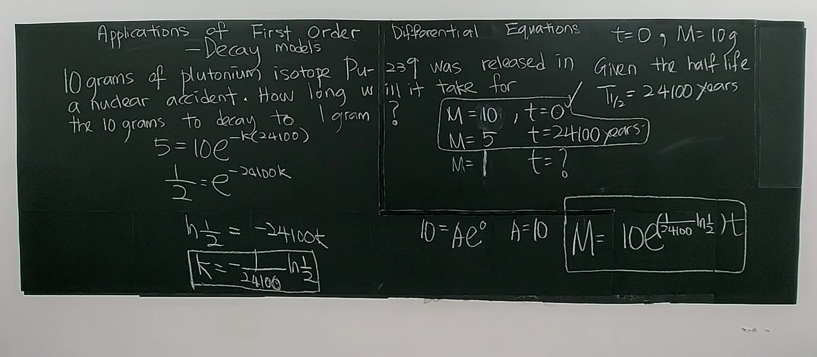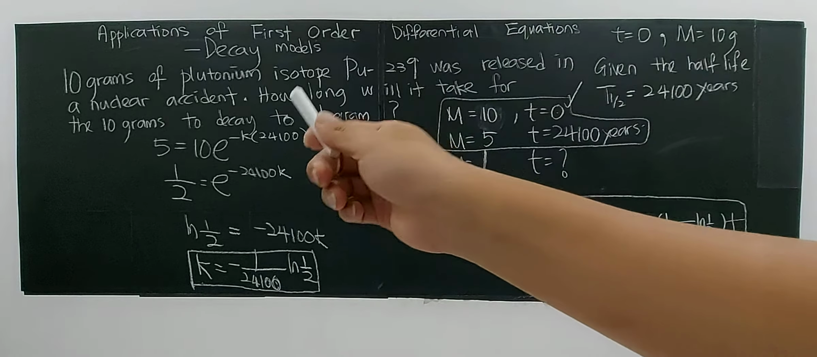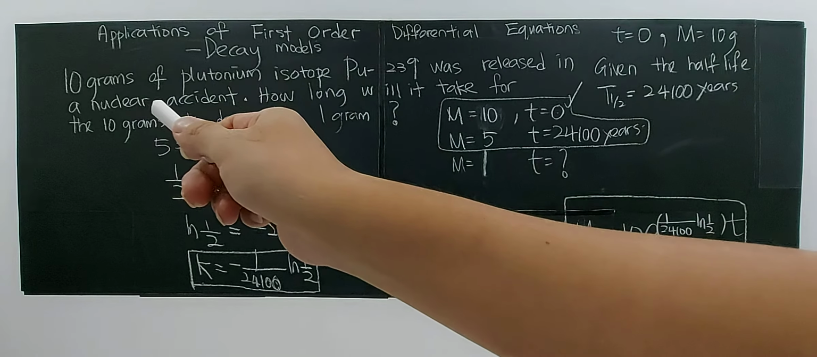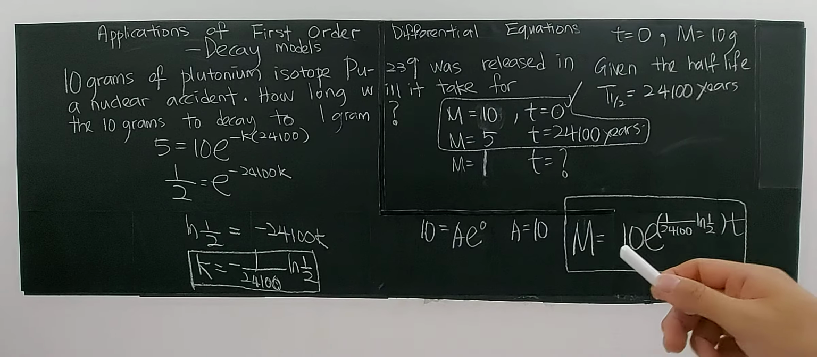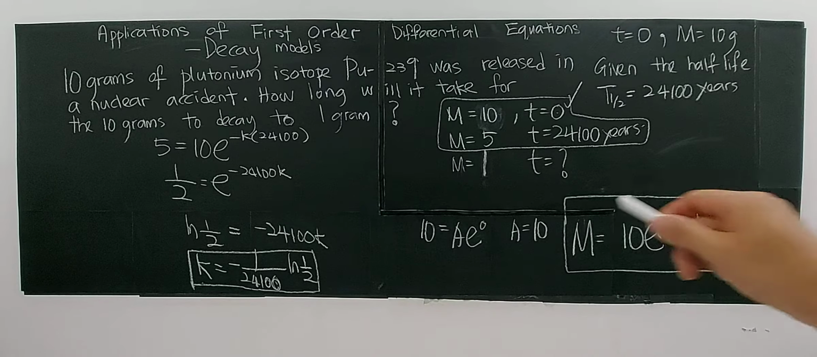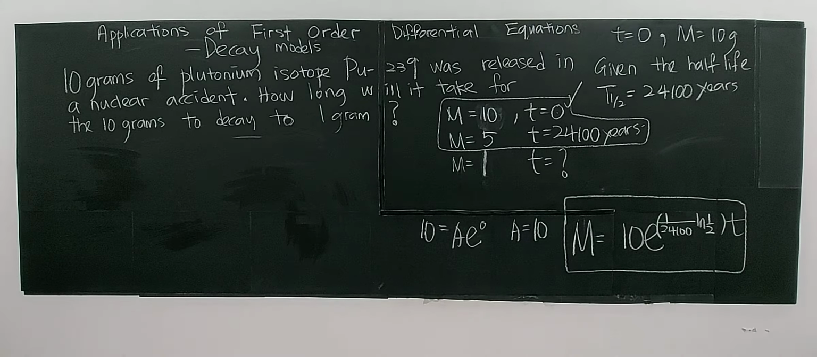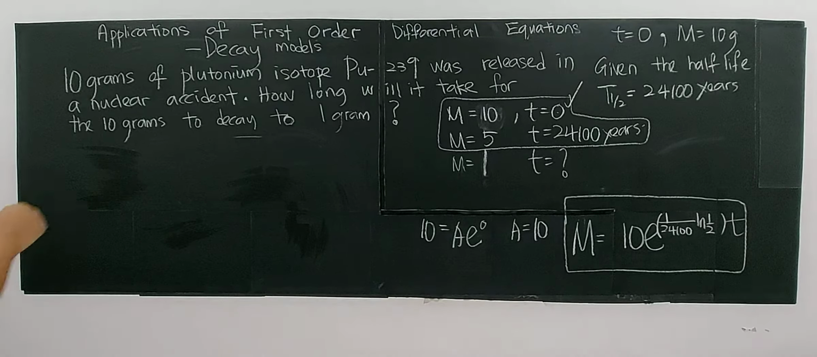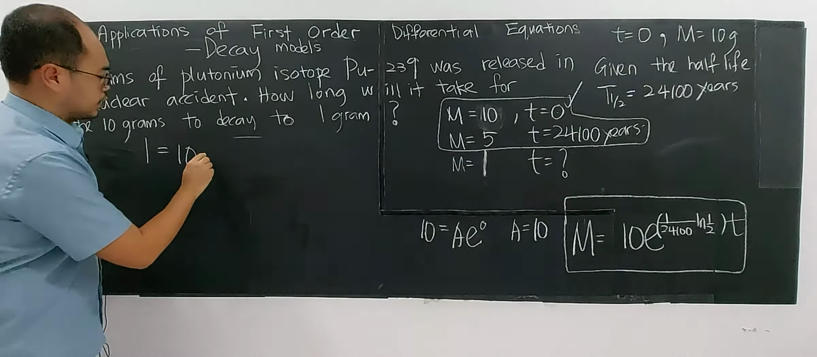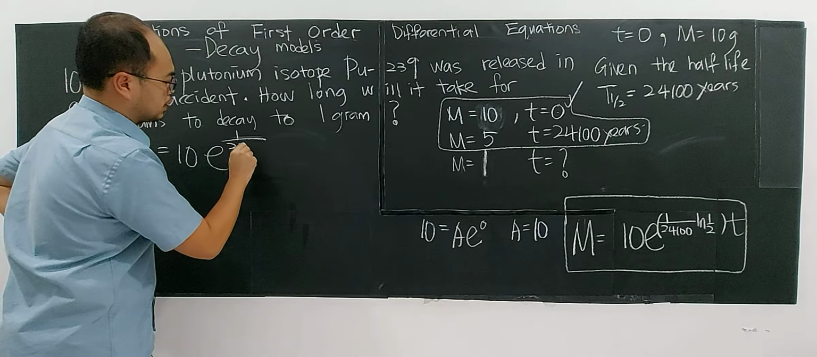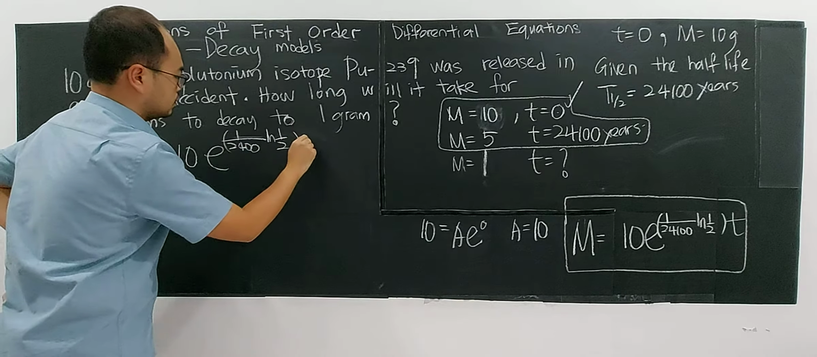Now, very simple. What do they actually want? They're asking how long it would take for the 10 gram to become 1 gram. Your purpose here is to find the time taken for it to become 1 gram. So I substitute M with 1 gram. So 1 equals 10 exponential of 1 over 24,100 ln 1 over 2 t.